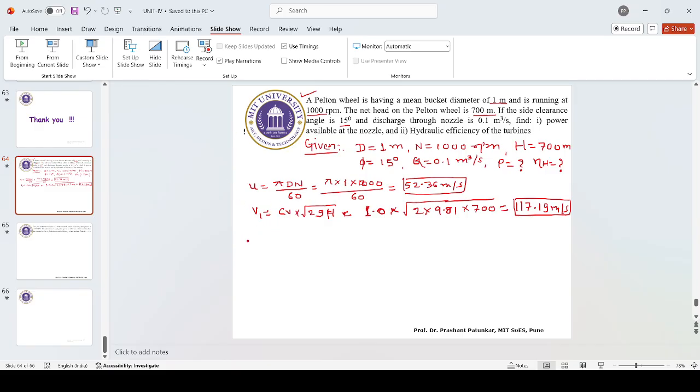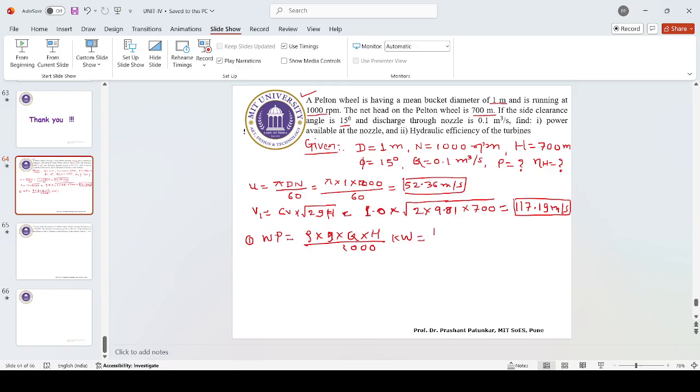Now the first unknown is the power available at the nozzle. Power available at the nozzle is nothing but the water power, that is the WP. This water power is given as rho into g into Q, that is the discharge, into the net head. If I divide this by 1000, I get the water power in kilowatt.